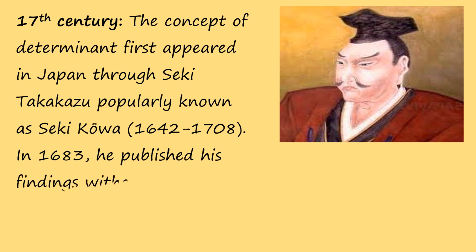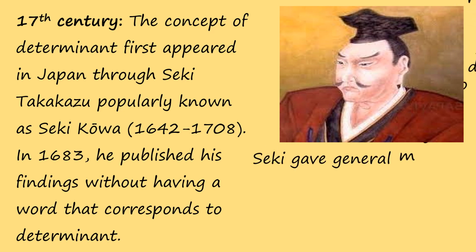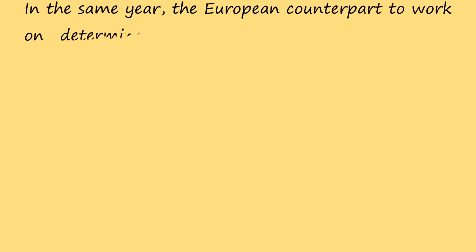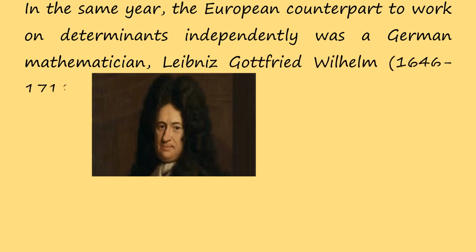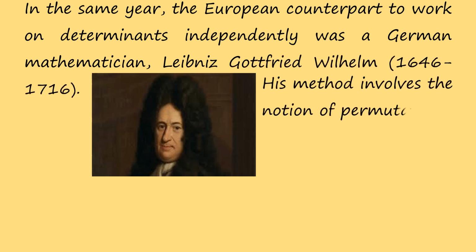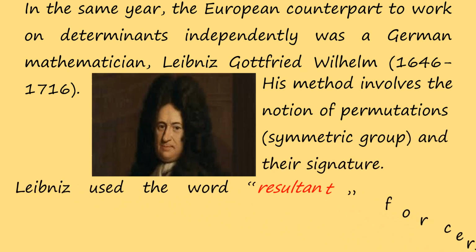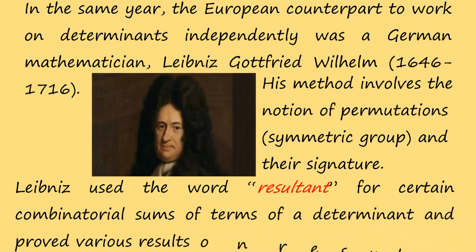In 1683, he published his findings without having a word that corresponds to determinant. Seki gave general methods for calculating determinants through a process he called tantam, meaning folding. In the same year, the European counterpart to work on determinants independently was a German mathematician, Gottfried Wilhelm Leibniz. His method involves the notion of permutations of symmetric groups and their signature. Leibniz used the word resultant for certain combinatorial sums of terms of a determinant and proved various results on resultants.